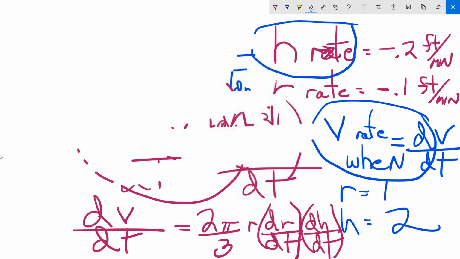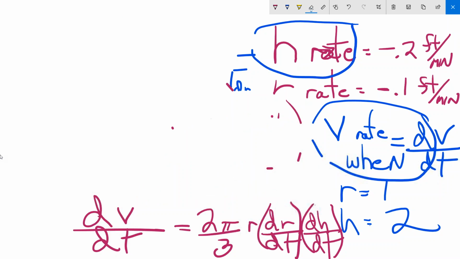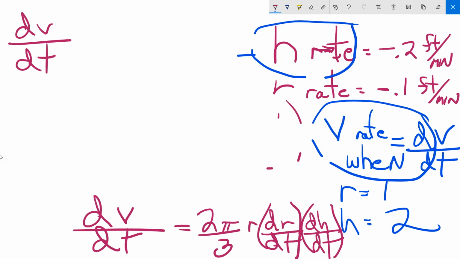So I got this equation at the bottom, and now I plug in. The question is, what is dV/dt? This is what I'm solving for, and I already have it all the way on the left side of my equation. That's 2 pi over 3, and they say when the radius is 1, so I'm going to plug in 1 for r.